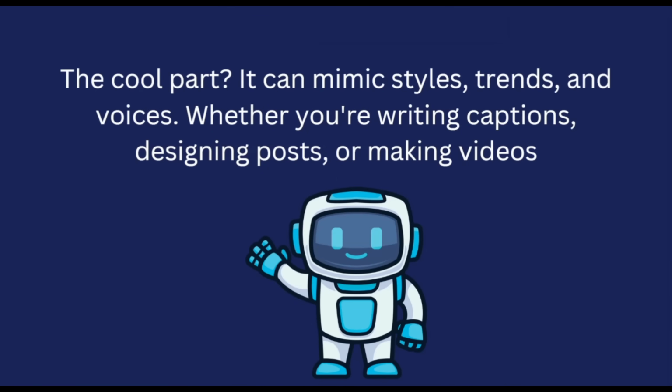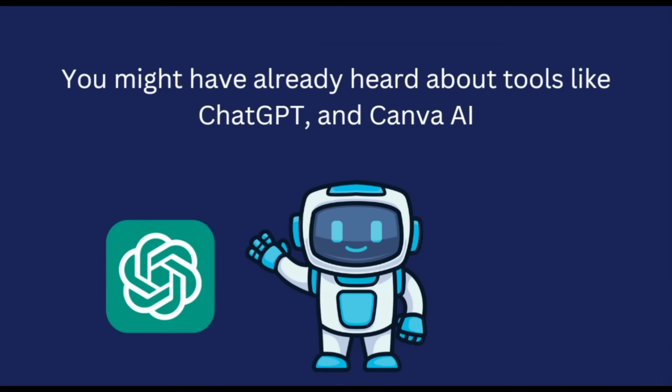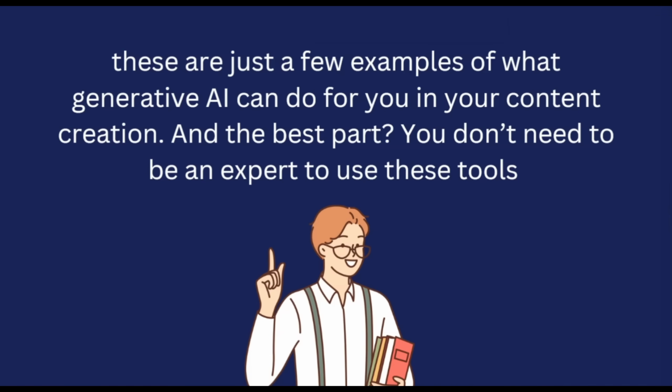So whether you are writing captions or designing posts or making videos, it can actually learn your style and mimic that. So you might have already heard about tools like ChatGPT and Canva AI. These are just a few examples of what generative AI can do for you in your content creation. And the best part is you do not need to be an expert to use these tools. You just need to know how to ask the right questions.